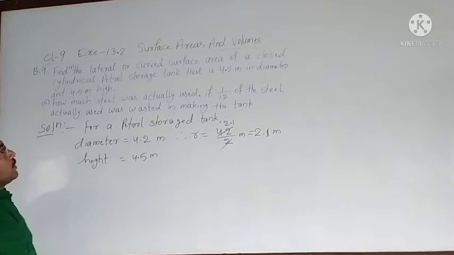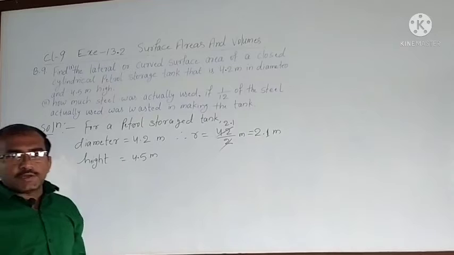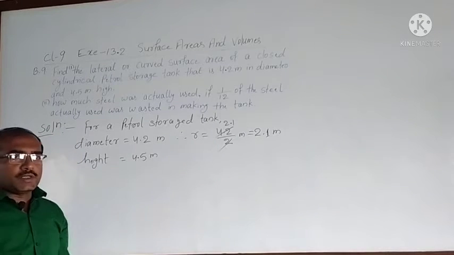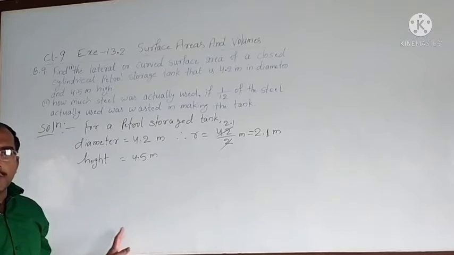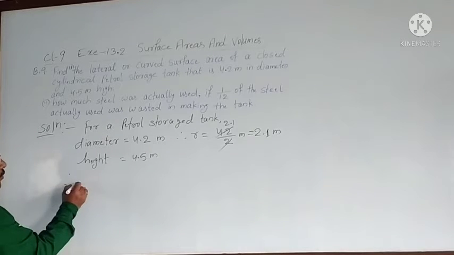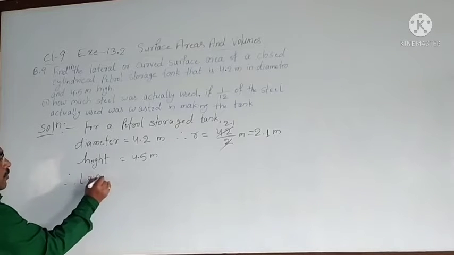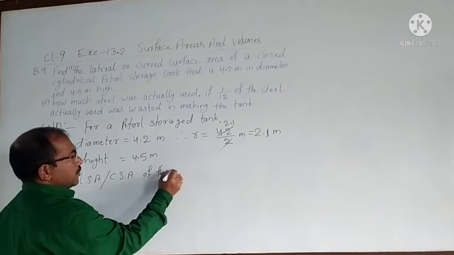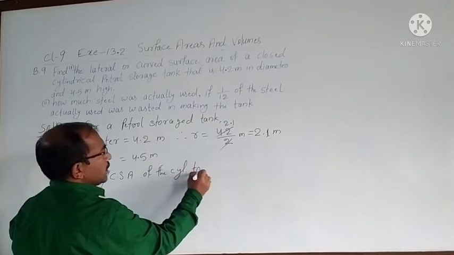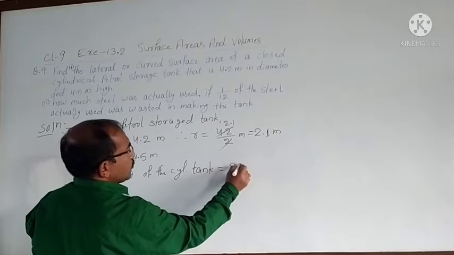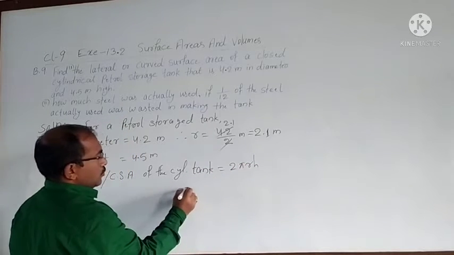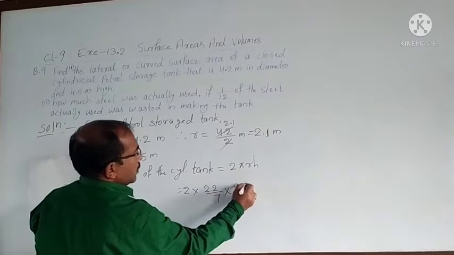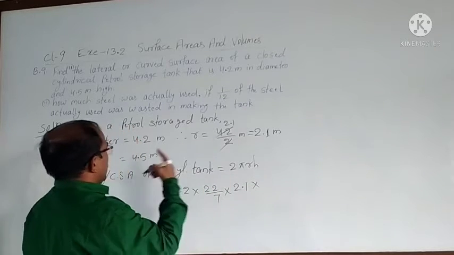Then what we have to find? The lateral surface area or curved surface area. Very simple, we know for a cylindrical shape it is 2 pi r h, so nothing more to discuss in such questions. We read the question and we know what we are going to do here. So we write the curved surface area of the cylindrical petrol tank is equal to 2 pi r h, that is 2 into 22 by 7 into radius 2.1 into height 4.5.